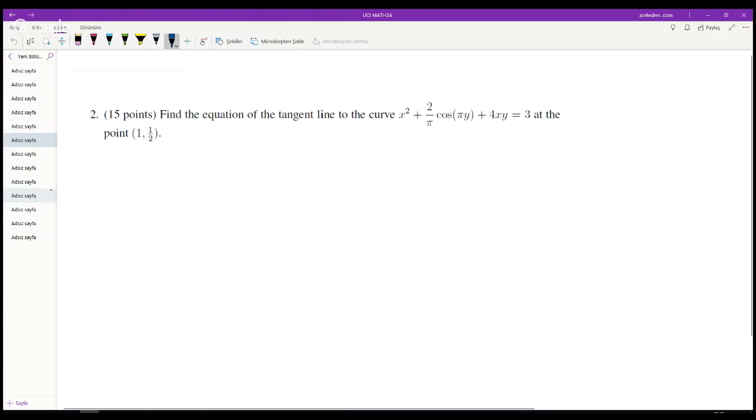Okay, so find the equation of the tangent line to the curve x squared plus 2 over pi cosine pi y plus 4xy equals 3 at the point (1, 1/2). Which means that x is 1 here and y is 1 over 2 here. So the equation of the tangent line to the curve.